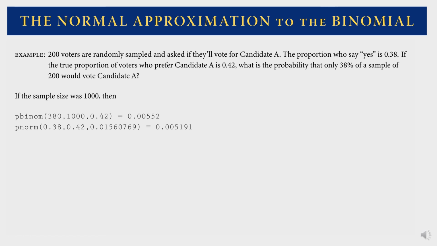Notice that these methods use different statistics. For the binomial distribution, the statistic, the number we calculate from the sample, is the count. For the normal approximation, the statistic is the proportion.